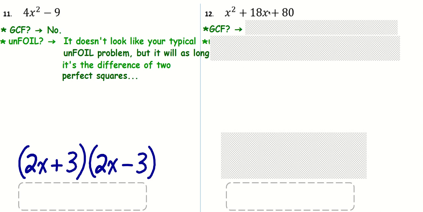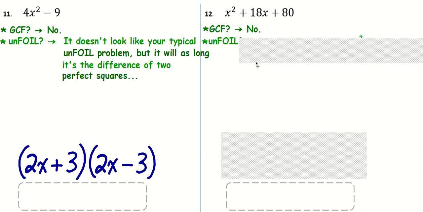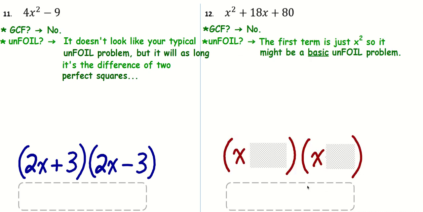And then number 12, is there a GCF? Do all 3 terms have anything in common? No. So as far as unfoil goes, it's just going to be basic unfoil, right? Basic unfoil, where you think of the 2 numbers that multiply to make positive 80, but they also add up to positive 18.